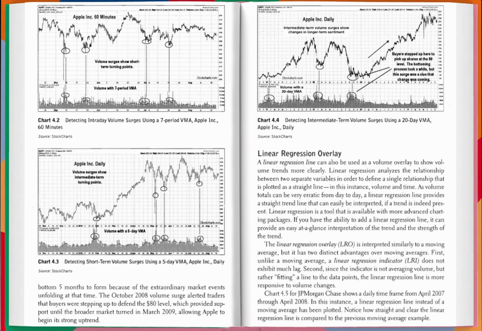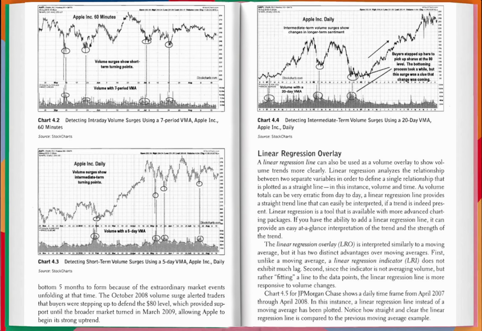Linear regression overlay. A linear regression line can also be used as a volume overlay to show volume trends more clearly. Linear regression analyzes the relationship between two separate variables in order to define a single relationship that is plotted as a straight line, in this instance, volume and time. As volume totals can be very erratic from day to day, a linear regression line provides a straight trend line that can easily be interpreted if a trend is indeed present.